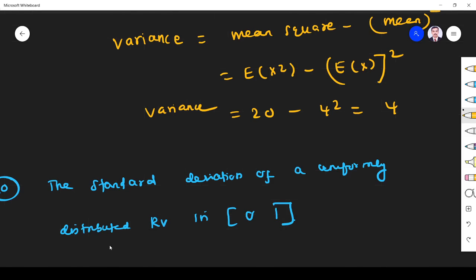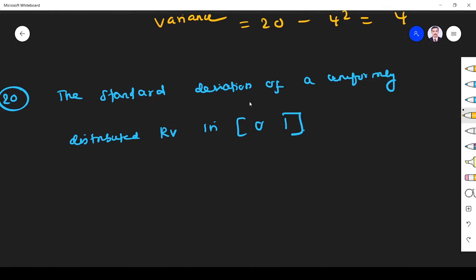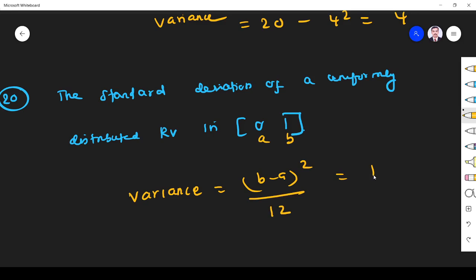Okay. Next one, the standard deviation of a uniformly distributed random variable in 0, 1. So we know the variance of a uniformly distributed random variable is (b minus a) squared by 12, right? So here a is 0, b is 1. So the variance is 1 by 12. So what is the standard deviation? Sigma, that is root of 1 by 12, that is equal to 1 by root 12.